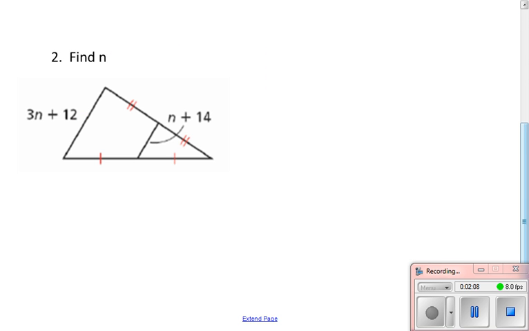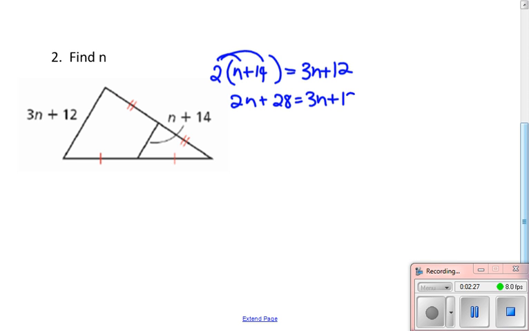We can do the same sort of thing with our algebra. The smaller one times 2 equals the bigger one. So we have a little bit of algebra, distributive property. 2n plus 28 equals 3n plus 12. We're going to go ahead and get our n's together and our constants together. For the sake of not having to handle a negative, I'm going to subtract 2n from both sides. I'm going to subtract 12 from both sides. And there's my answer.